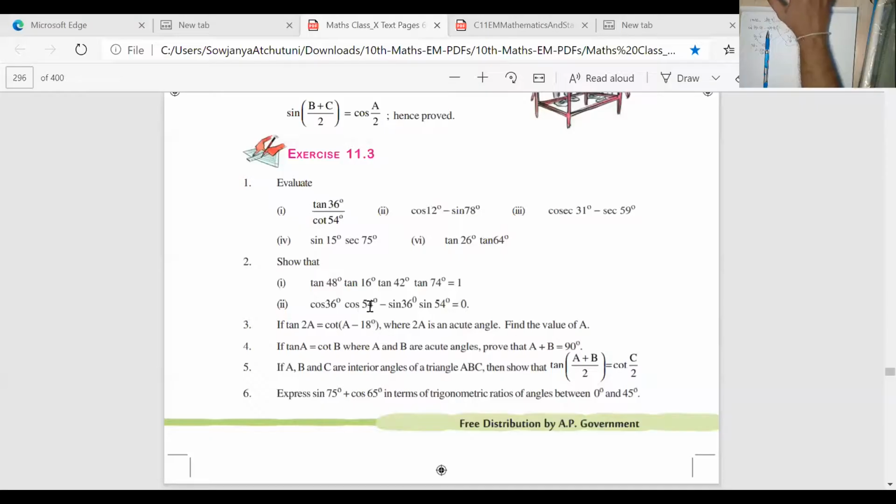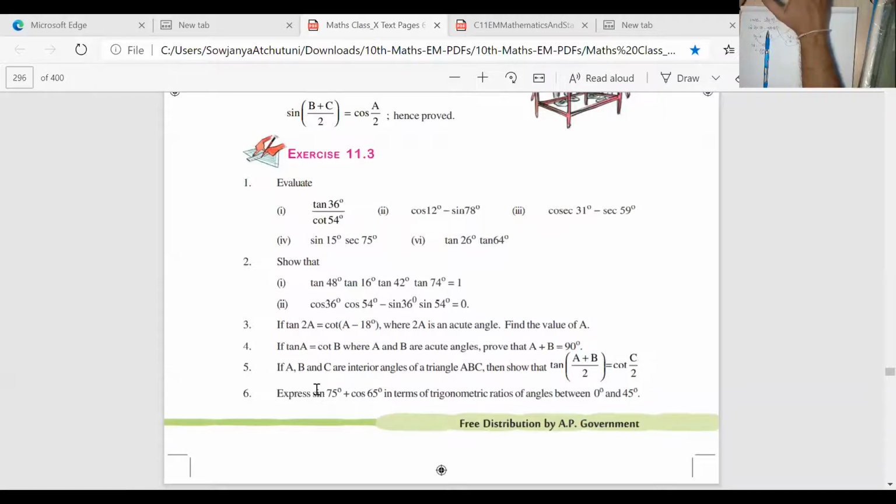Now let us say this problem, the fifth one. If A, B, C are angles of a triangle, that means a plus b plus c is 180. Show that tan of (a plus b) by 2 is cot c by 2. Tan of (a plus b) by 2: a plus b is 180 minus c, so 180 minus c by 2. That means 180 by 2 is 90, 90 minus c by 2. So tan of 90 minus c by 2 is cot c by 2. Hence proved.